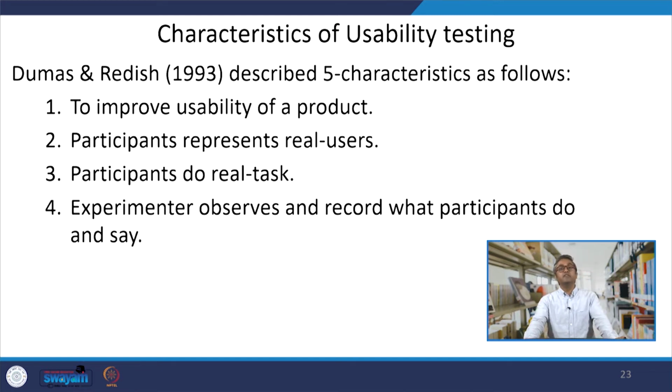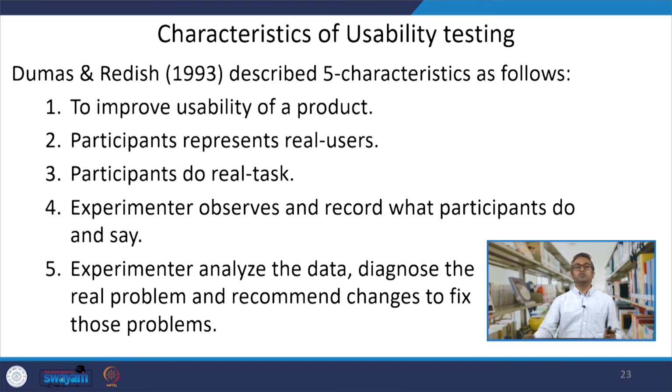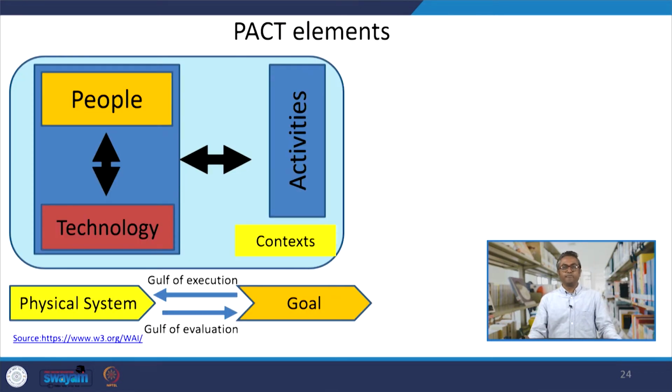The experimenter has to observe and record what the participants do and say. So a systematic observation method is being adopted here, where we have to keep a close eye on what our participants are doing, how well they are interacting with the system, how difficult it is for them to interact. Later on, once the experimenter has noted down all this information, they have to analyze the data set. They also have to diagnose the real problem, and recommend changes to fix these problems.